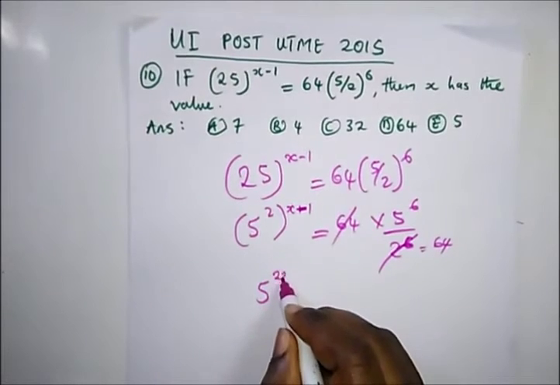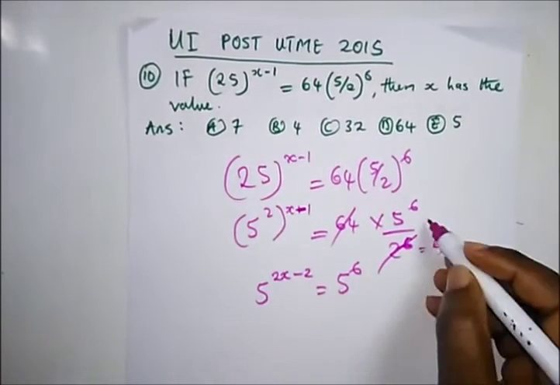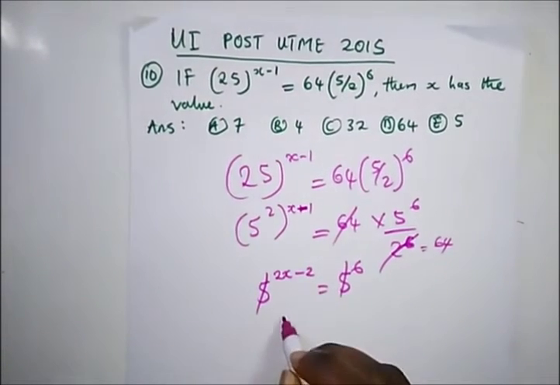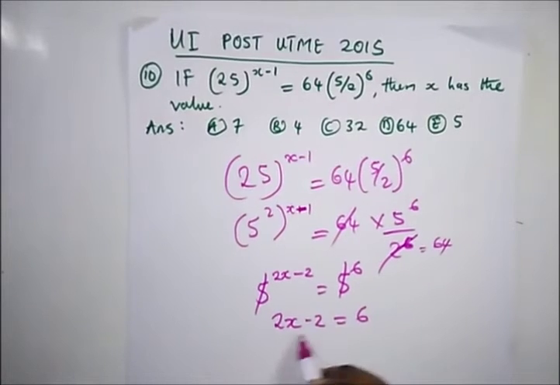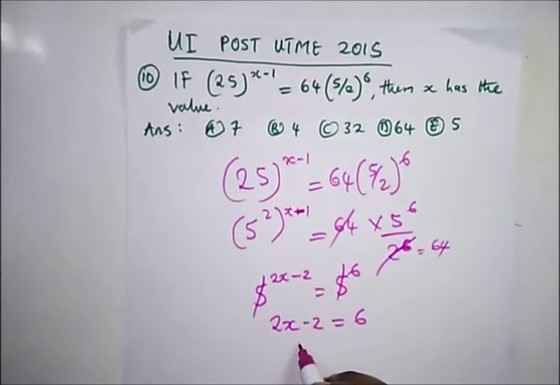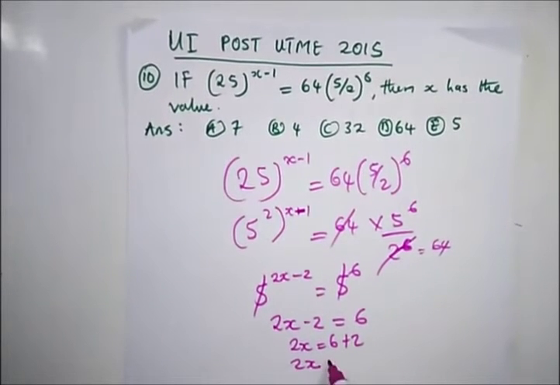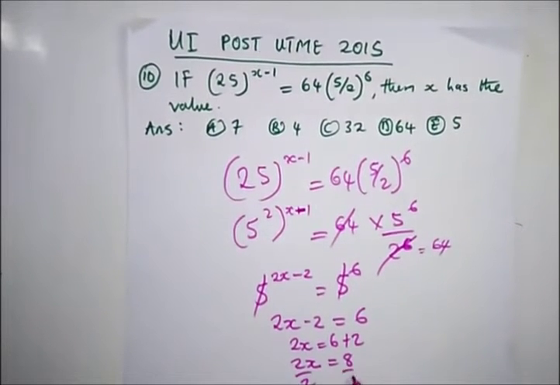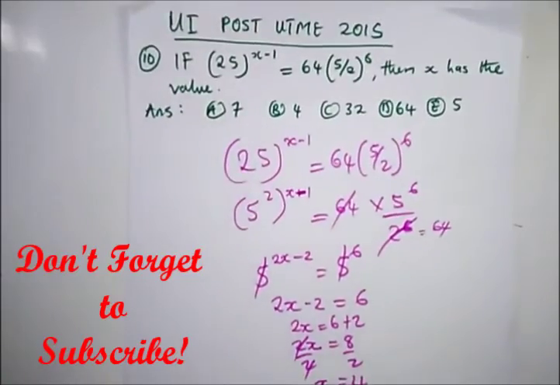We're left with, let's open this bracket here, 5 raised to the power 2x minus 2 equal to 5 raised to the power 6. Okay, we'll cancel this and we're left with 2x minus 2 equal to 6. Bring minus 2 to this side. We have 2x equal to 6 plus 2. That will be 2x equal to 8. Divide both sides by 2, and we have x is equal to 4.